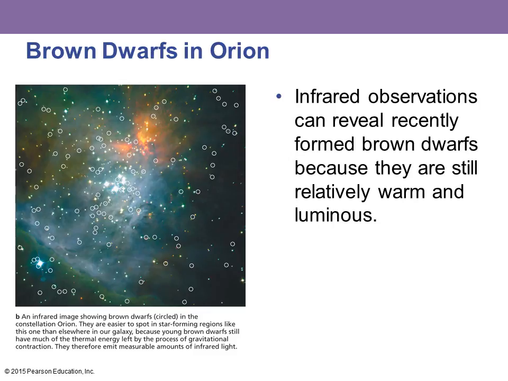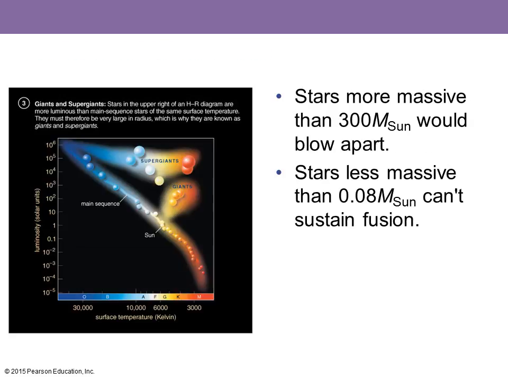So these infrared observations can reveal recently formed brown dwarfs because they're still relatively warm and somewhat luminous, although we wouldn't be able to pick them up even with a small telescope. Stars more massive than 300 solar masses would blow apart. They'd explode. They just can't keep that much mass together. So stars less massive than 0.08 suns can't sustain fusion. Anything greater than 300 solar masses would simply explode. So these are the natural limits of star mass.